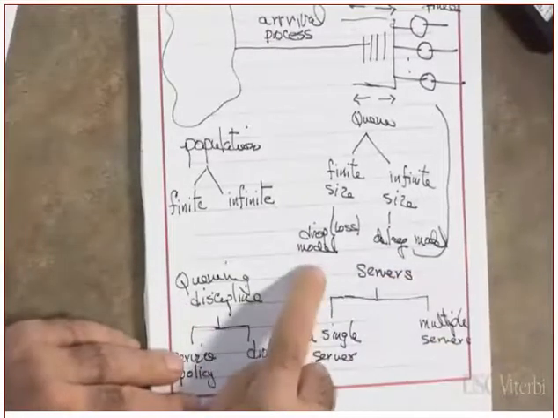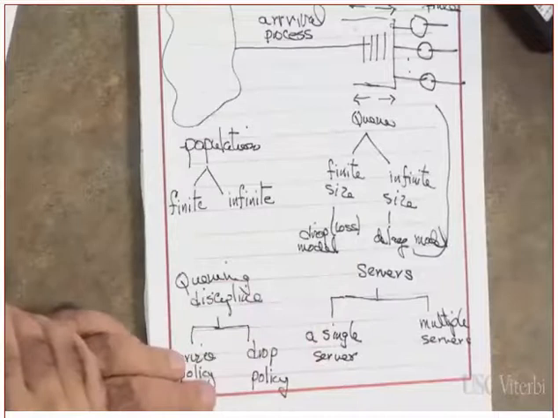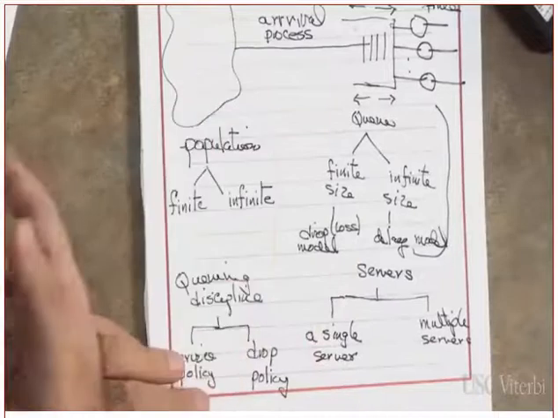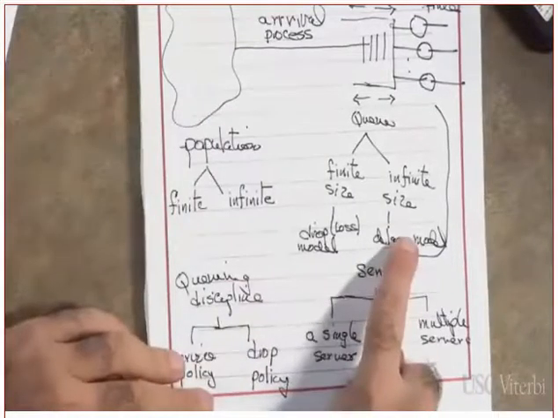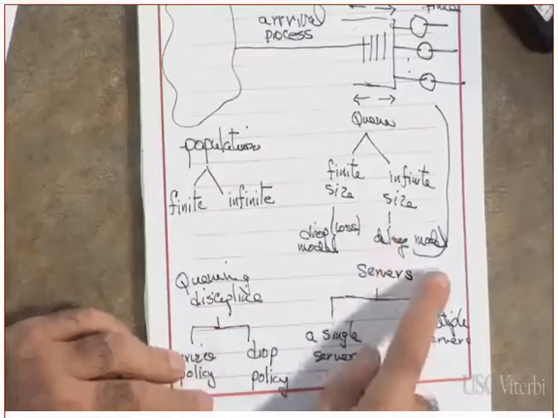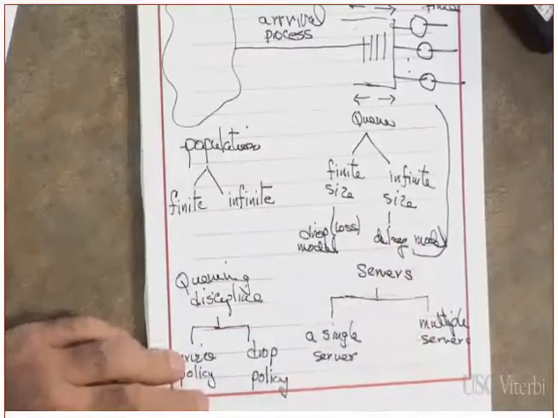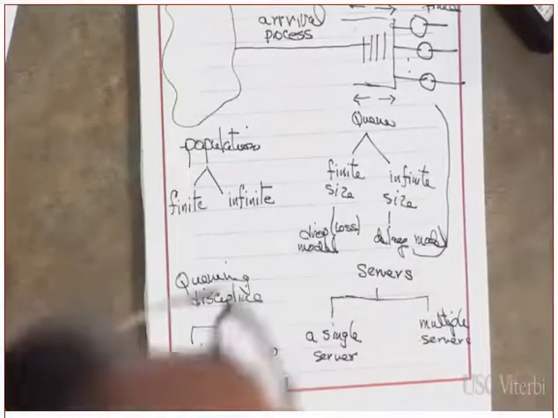Drop or loss model means when the queue reaches its capacity, it will drop the packets. In here, there is no dropping. It just delays. Clear?